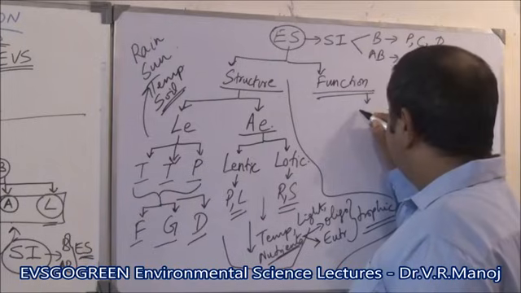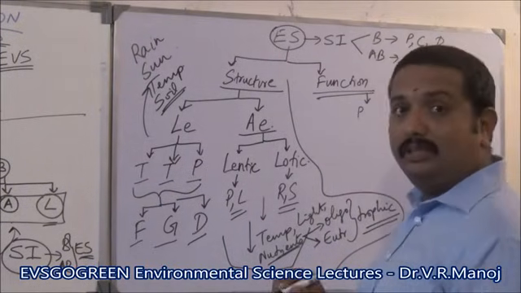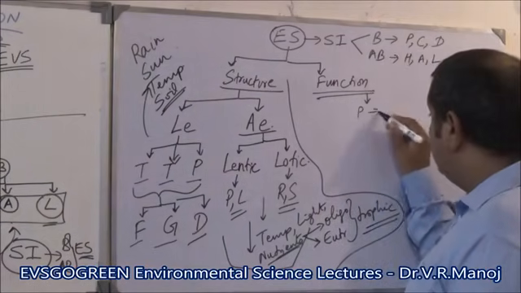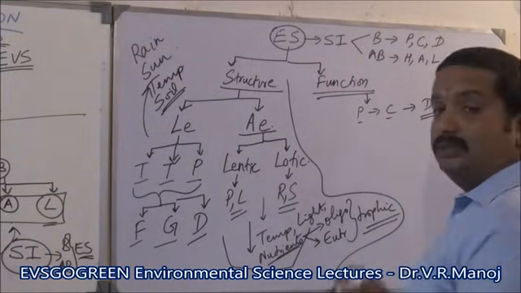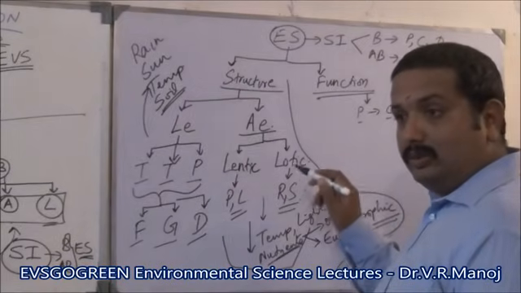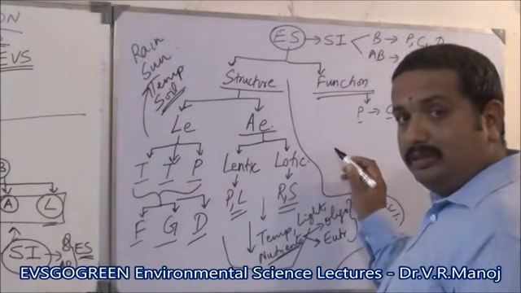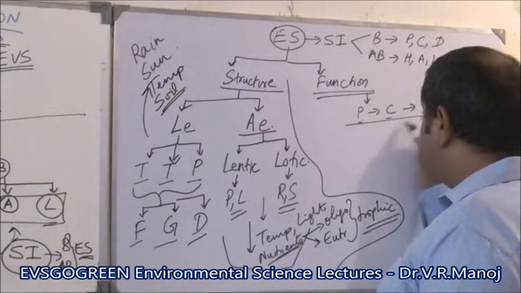Coming to the function of the ecosystem, it can be understood as the linear progression of energy from the producer to the consumer, and finally the producer and consumer going to the decomposer. Okay. Now, how does this chain produce? How does the energy get transferred? It gets transferred in a very simple manner.